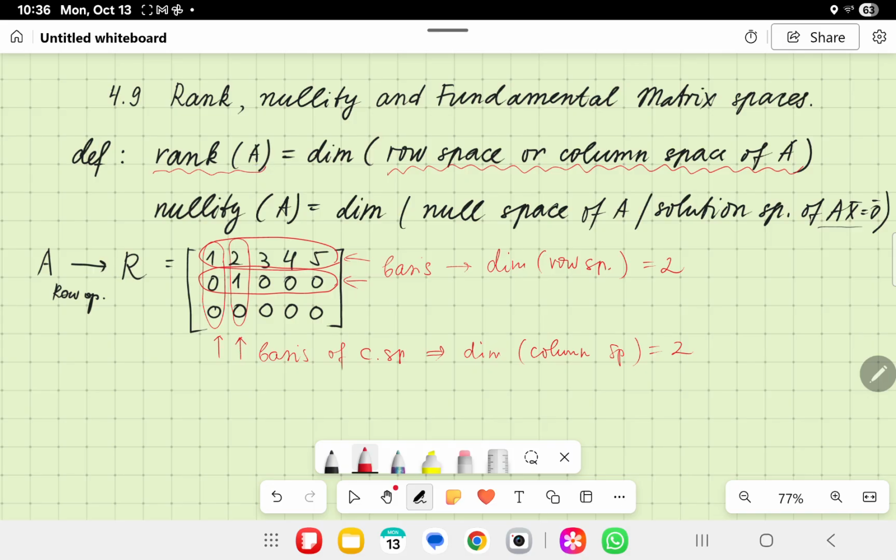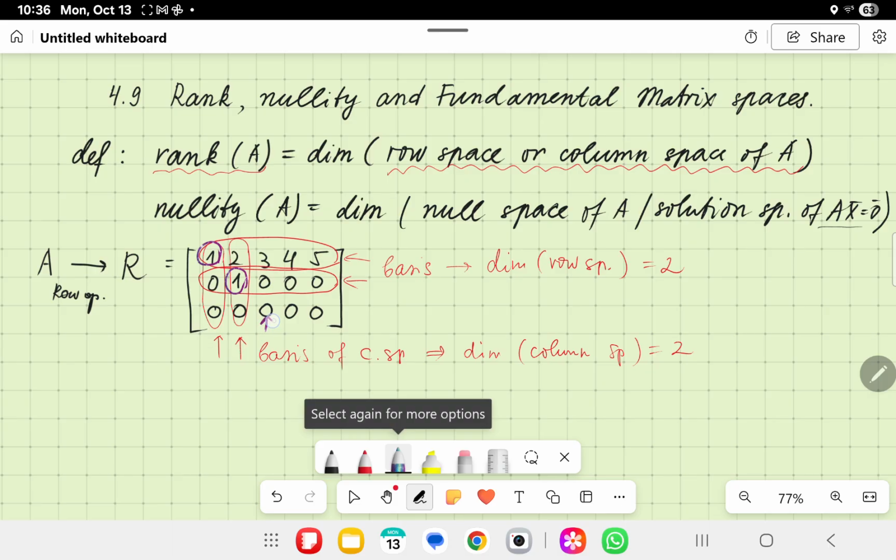Nullity. Well, nullity is, generally speaking, the dimension of the solution space. And how do we find the dimension of the solution space? Well, you probably see that here, guys, we do have two leading ones. We have two leading ones. And how many free variables do we have?